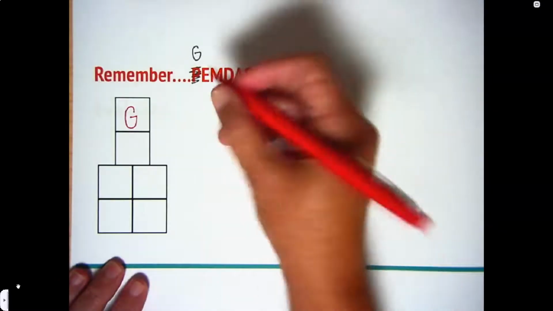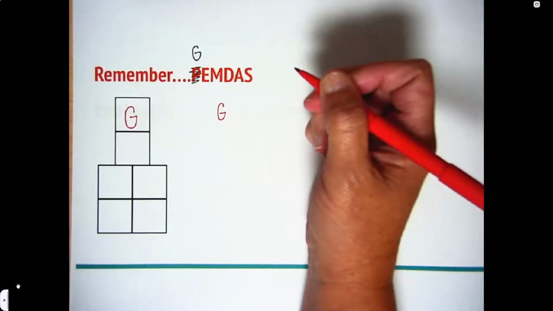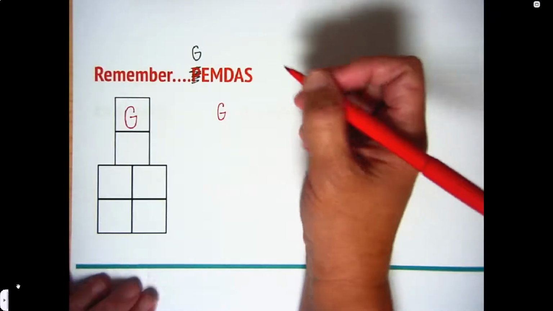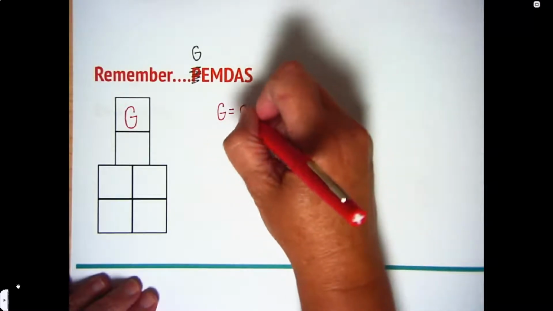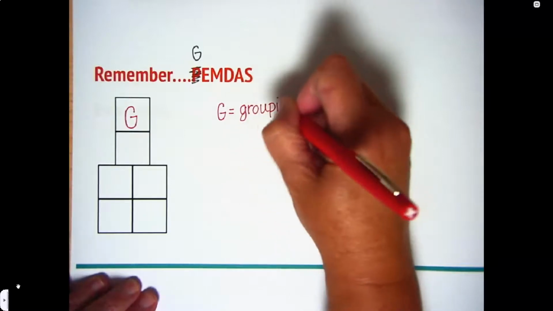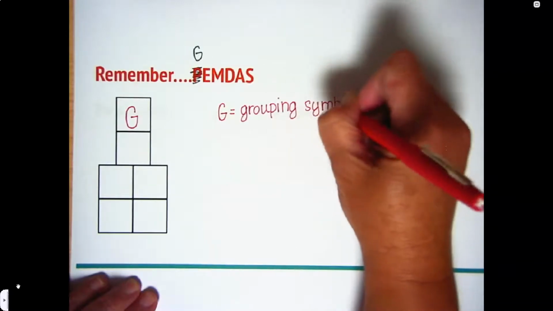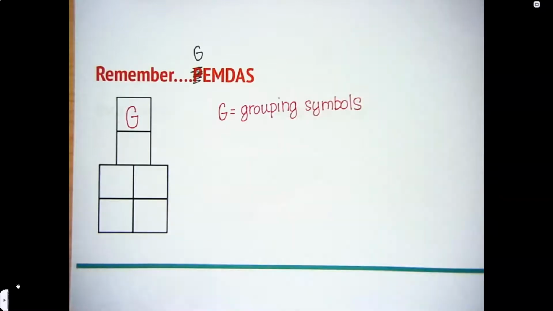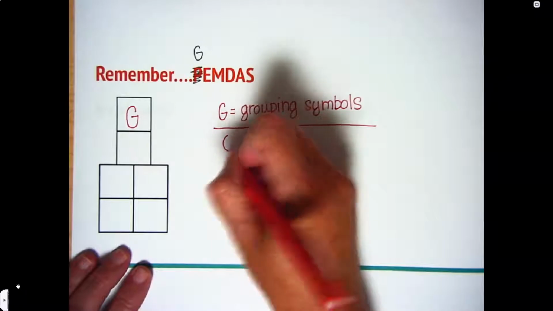Now, let me talk to you about why I made that change to a letter G. P has for years meant parentheses to you. We're changing to a G because I want you to know and understand that all types of grouping symbols get the top priority when it comes to the order of operations, and parentheses are certainly not the only type of grouping symbols. So let me show you some of these grouping symbols that we might see.